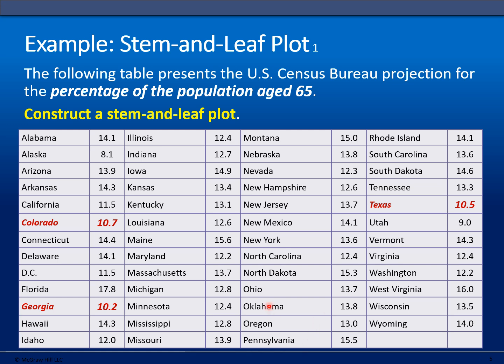So we're going to construct a stem and leaf plot. This is a common example. Notice that all of the leaves, all the rightmost digits, are one decimal place. So they're the same decimal place. This is the kind of data that we typically use for a stem and leaf plot. So for Alabama, this stem is 14. For Alaska, it's 8. For Arizona, it's 13, etc.